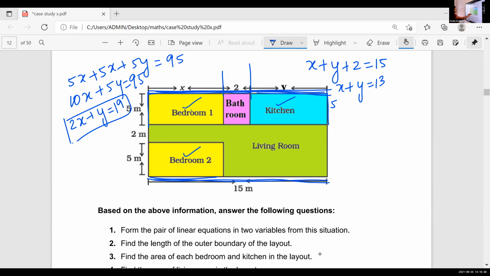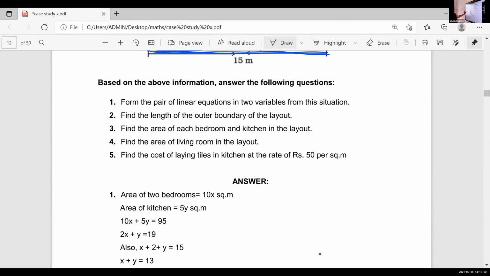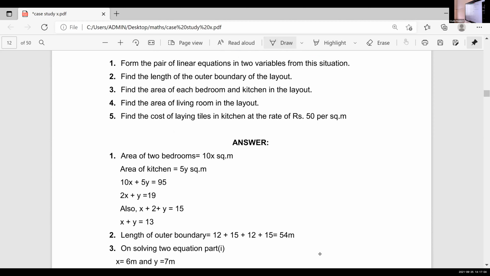Okay. So based on the above information, answer the following. What is the first part here? Form the pair of linear equations. Okay, so what is the equation here? 10x plus 5y is 95. So we got the total equation. Okay, we get 2 equations.